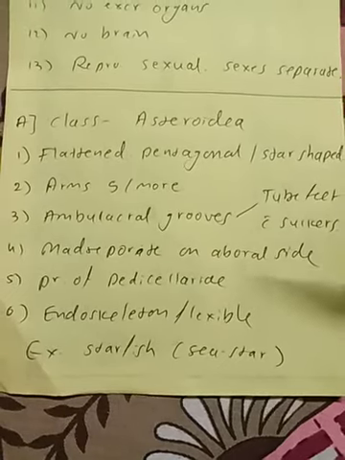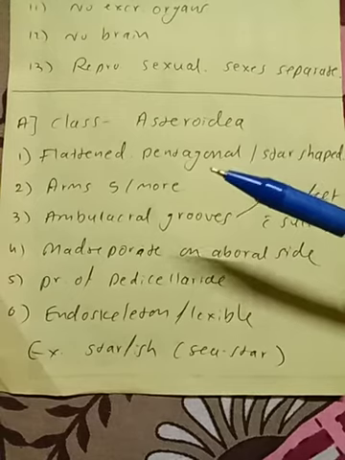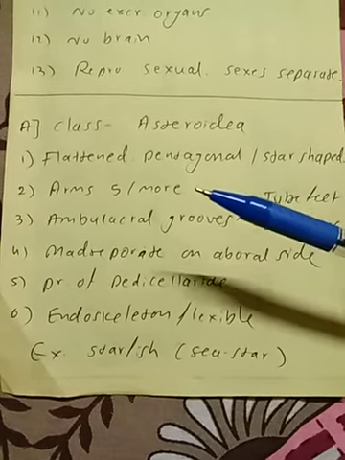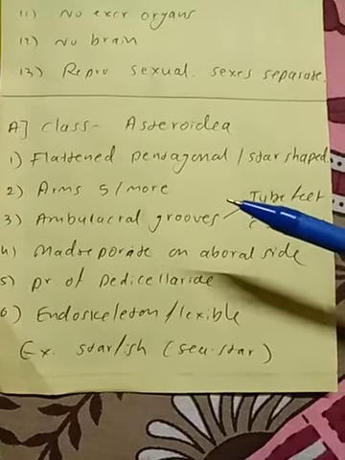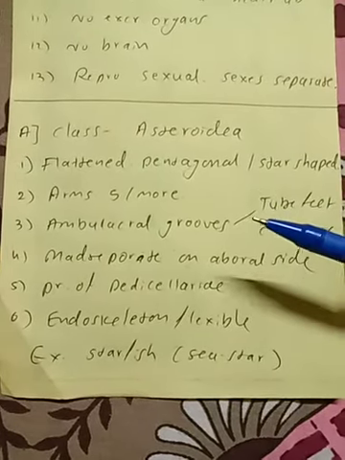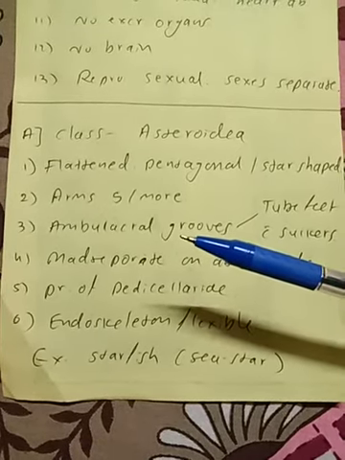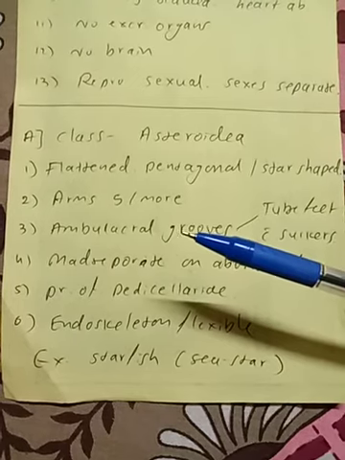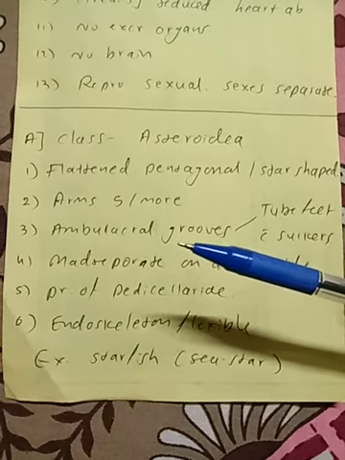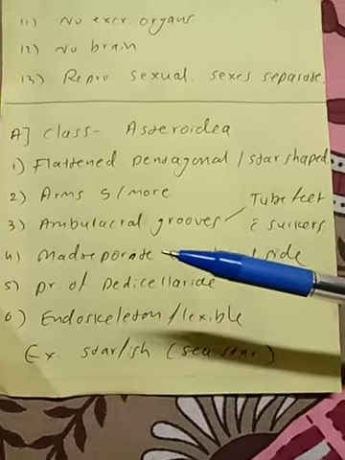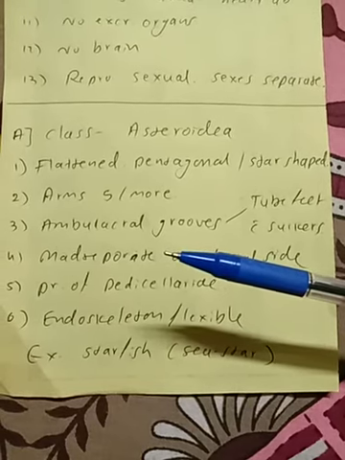So first we will see the class Asteroidea. The salient features of this class: these are flattened, pentagonal or star-shaped animals. Arms are 5 or more, not sharply marked off from the disc but contain ceca of the alimentary canal. The presence of ambulacral grooves.